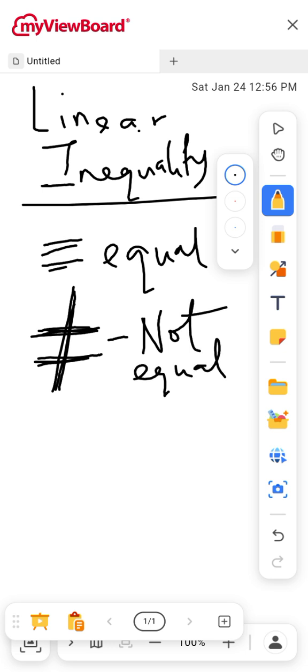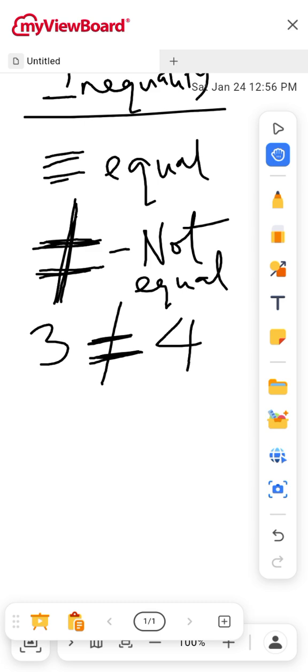Just like, if I write 3 now, is 3 equal to 4? No. A way of saying 3 is not equal to 4 is to write it like this. That means 3 is not equal to 4. So this symbol is called unequal or not equal to. We also have other inequality signs.